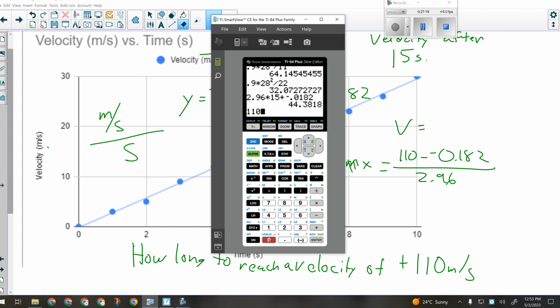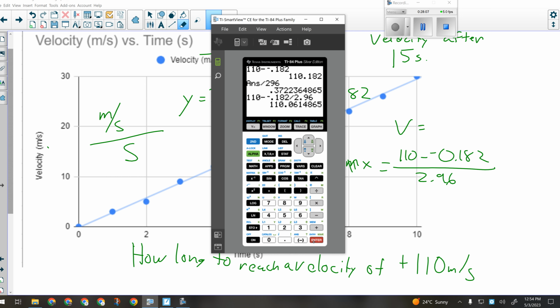Okay, so 110 minus negative 0.182. And I press equals before I do anything else here, right? Okay, and then I divide by 2.96, because if I try and punch that all in a line, I'll get a very different number, okay? I'll just show you 110. Oh, I put 296 instead of 2.96. Okay. I get like 110 again, okay? If I did this one right, I get a much different answer. I get 37 seconds, I think, if I do that one right.